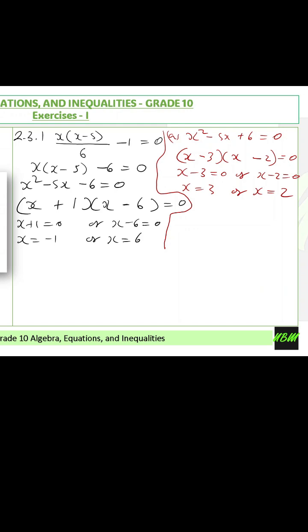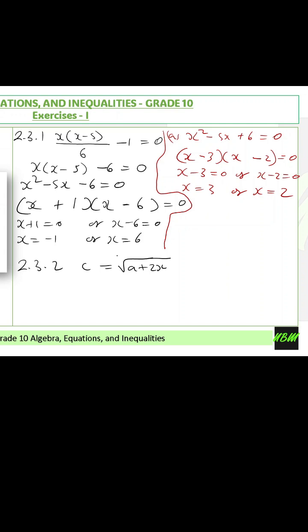Let's move on with question 2.3.2. We have c is equal to the square root of a plus 2x. We are solving for x. So how do we get rid of the square root?